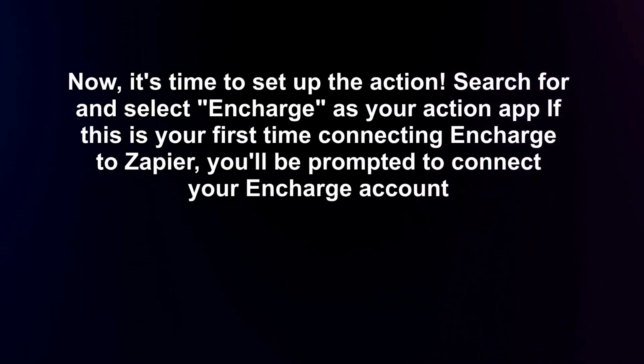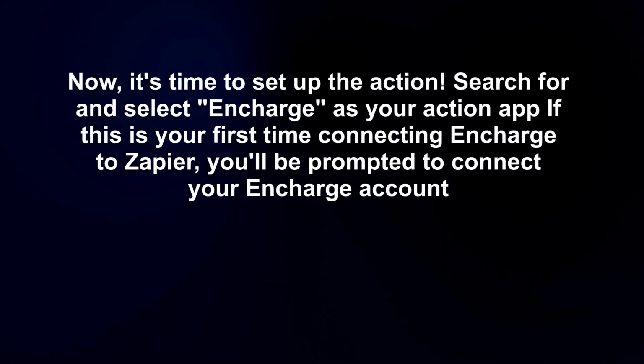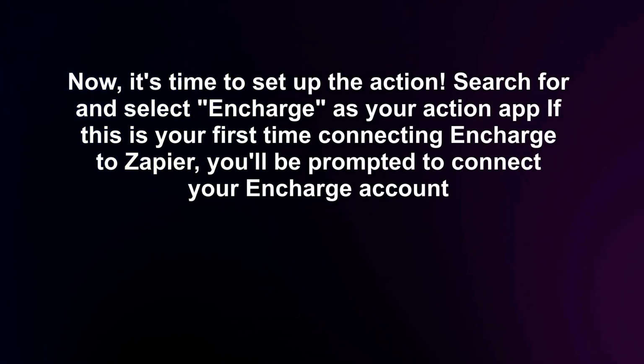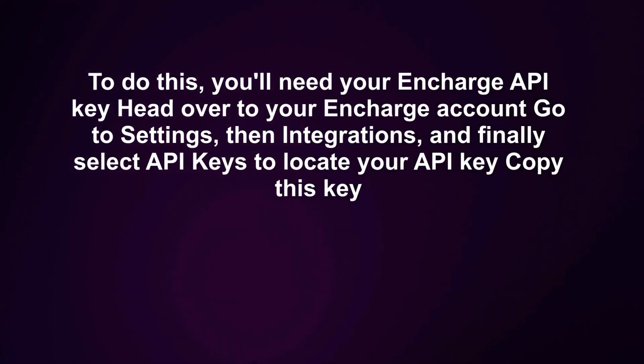Now, it's time to set up the action. Search for and select Encharge as your action app. If this is your first time connecting Encharge to Zapier, you'll be prompted to connect your Encharge account. To do this, you'll need your Encharge API Key.